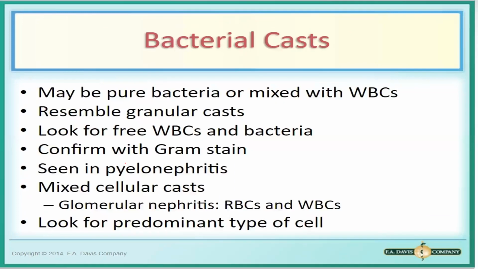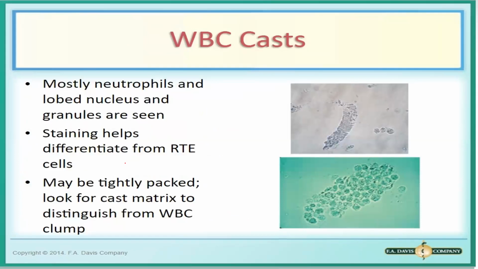Next, number 4, mixed cellular cast. So these are only cast na iba-iba yung laman. Could be WBC, RBC, RTE cell. Okay. So naghalo-halo lang siya sa isang cast. So that's mixed cellular cast. Next, we have bacterial cast. Bacterial cast may be pure bacteria or mixed with WBCs. Okay? I forgot pala.